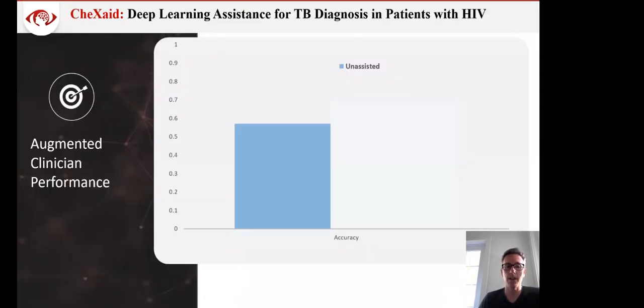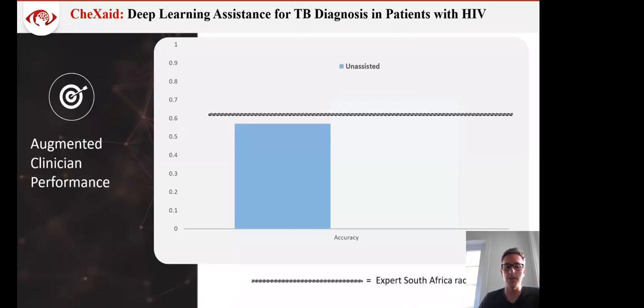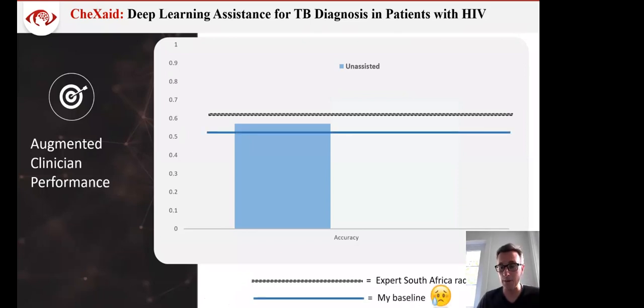So, just some quick headline views of this. We found that the clinician performance without assistance was relatively low, below that of a South African radiologist, but this is a very hard task, and I actually took the test myself and found that it was incredibly hard. We don't treat tuberculosis at all in my practice, so it was a new diagnosis for me and very difficult.